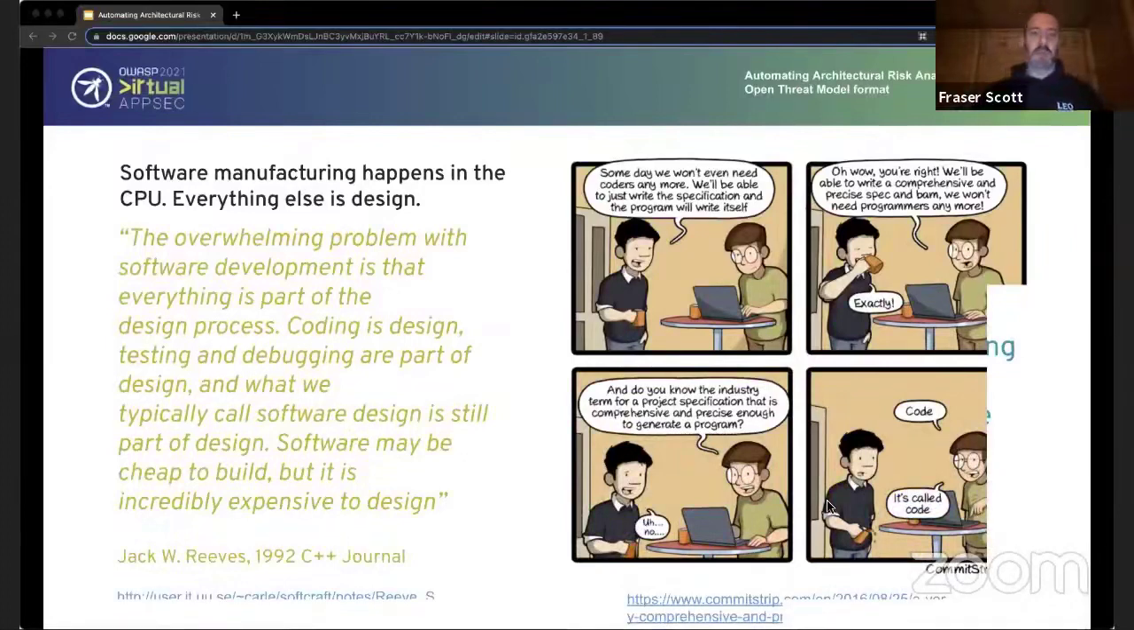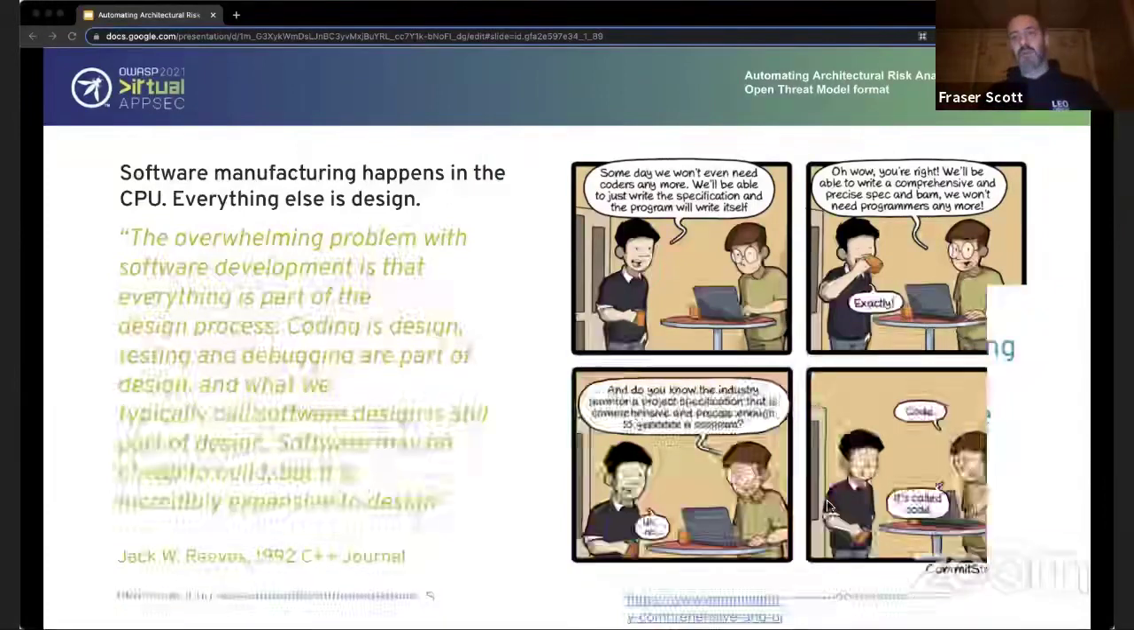And this is because manufacturing of a piece of software actually happens in the CPU at the point of execution. Everything up until that point is basically design. There's a fantastic paper by Jack Reeves in 1992. So bear in mind, this is nearly 10 years before the Agile Manifesto was released. It goes into a lot of the detail, but coding, debugging, testing, that is all fundamentally a process of design, not a process of manufacturing. The commit strip on the right here is also really driving this point home.